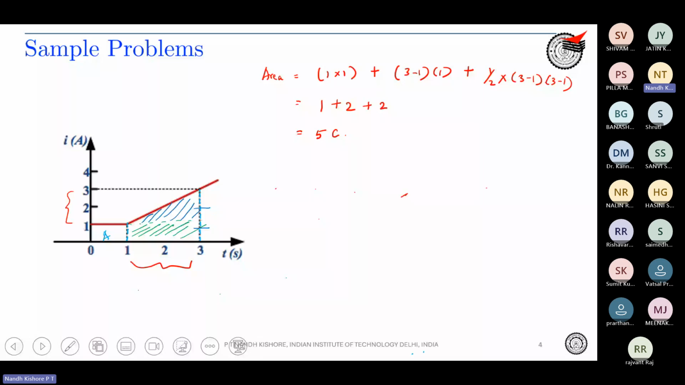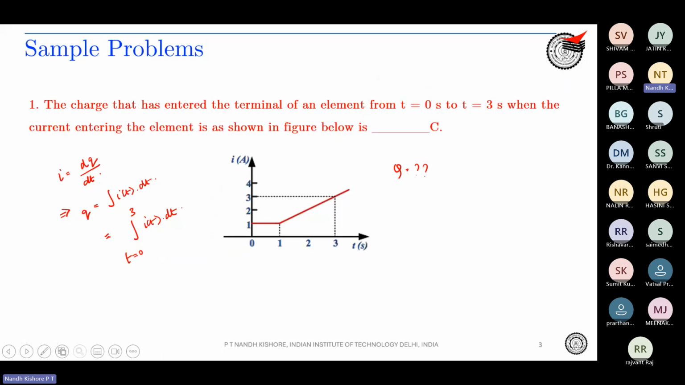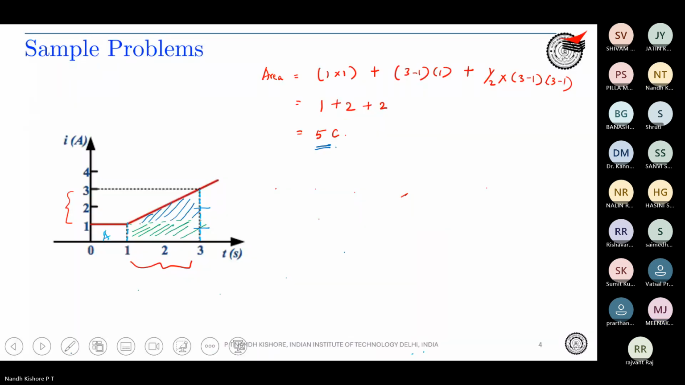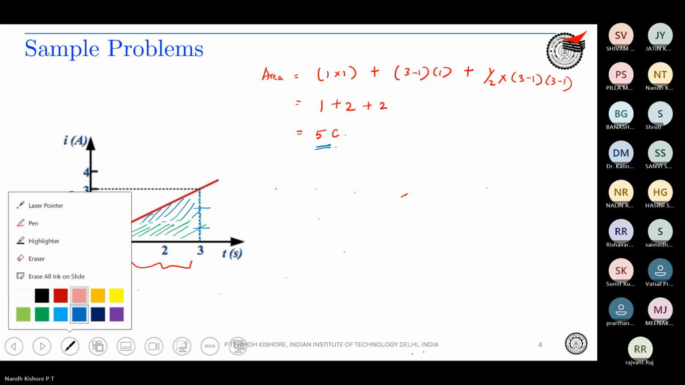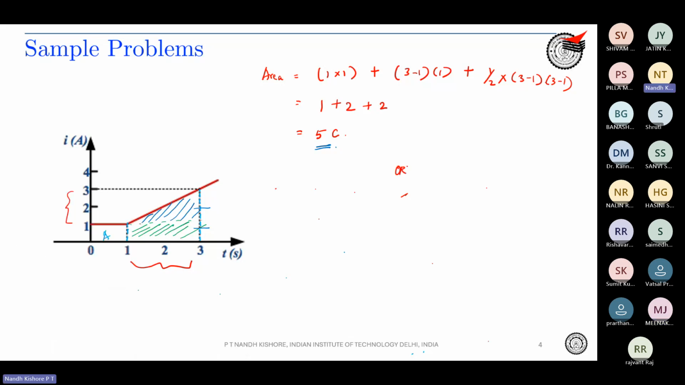So this is the charge that has entered the terminal of an element given the current profile shown over here. We have just found the area under the curve. Simple, right? The other, lengthier way would be doing the actual integration.